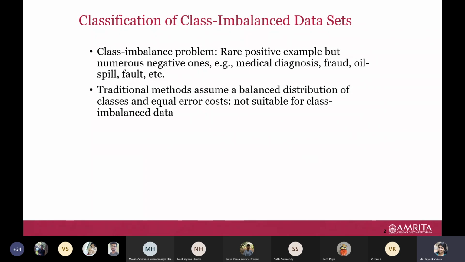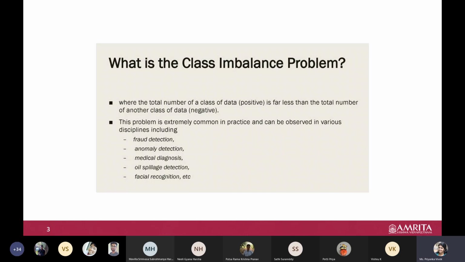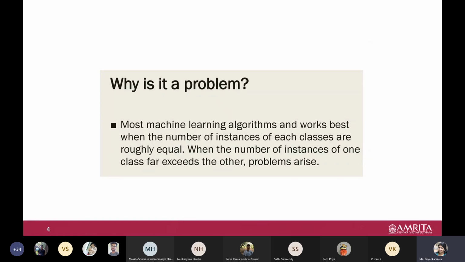Now, what are the approaches we go for? Before that, we are just repeating: we have a large number of samples in one class and the other class has fewer samples. You can see this in fraud detection, medical diagnosis, facial recognition, or anomaly detection, etc. So why is it a problem?